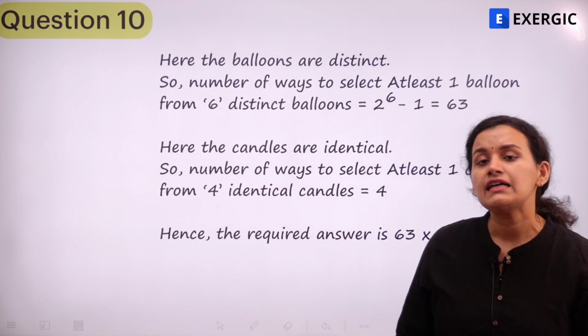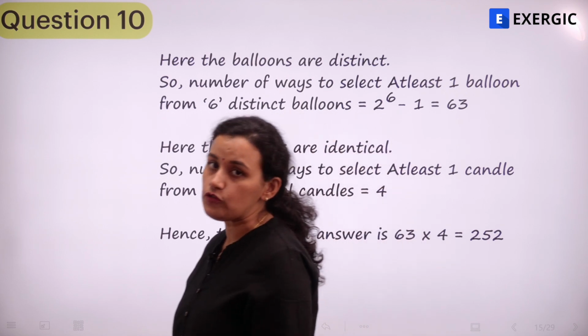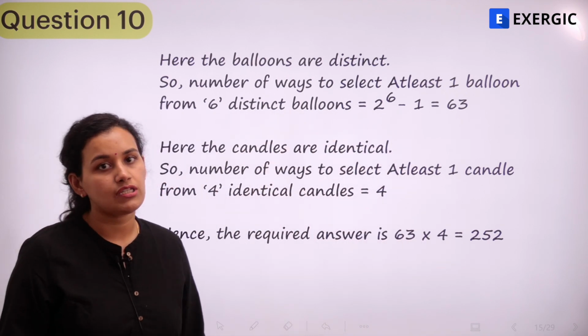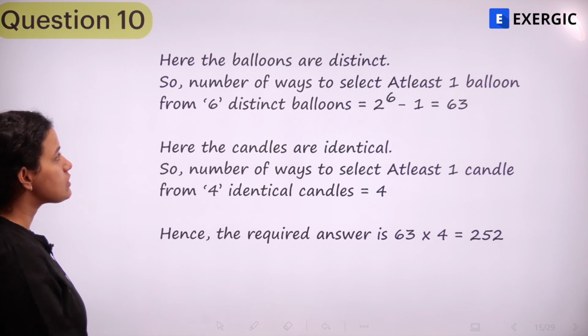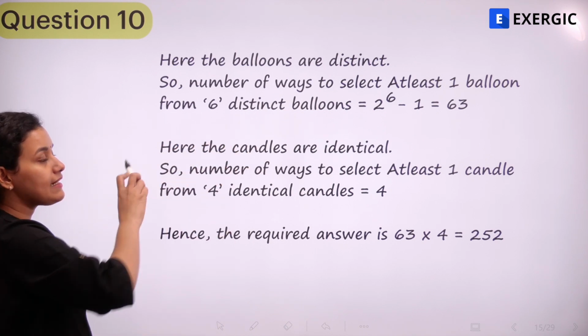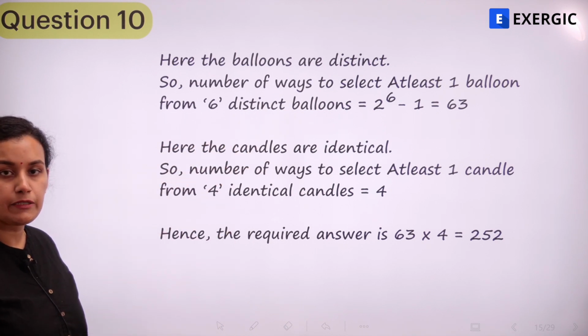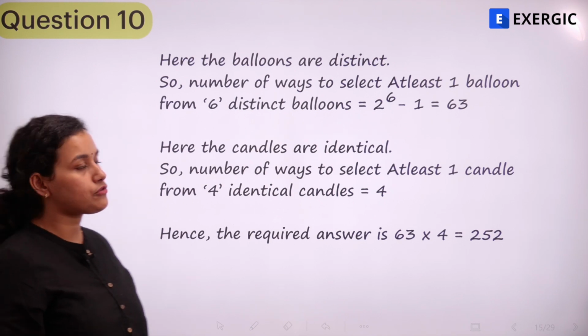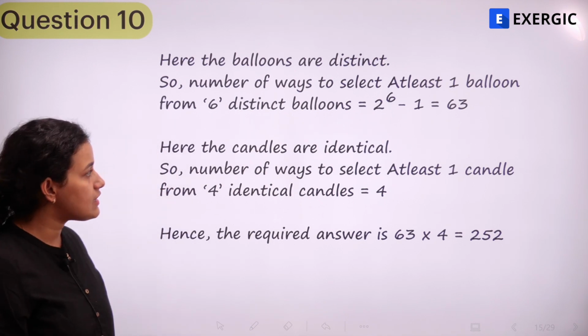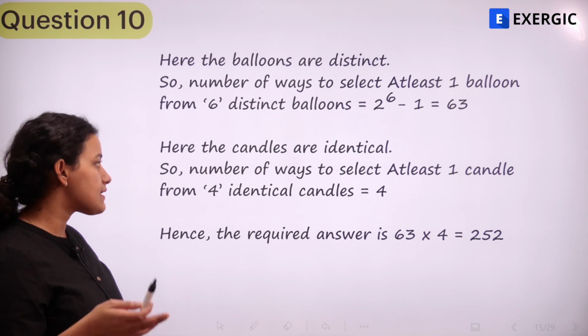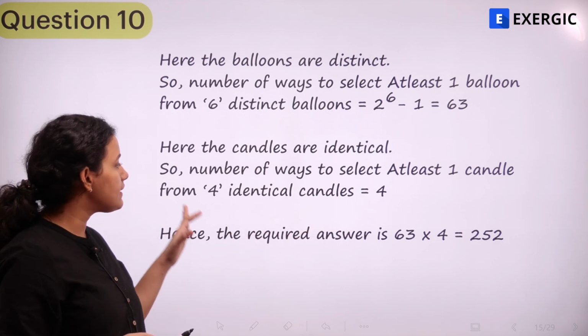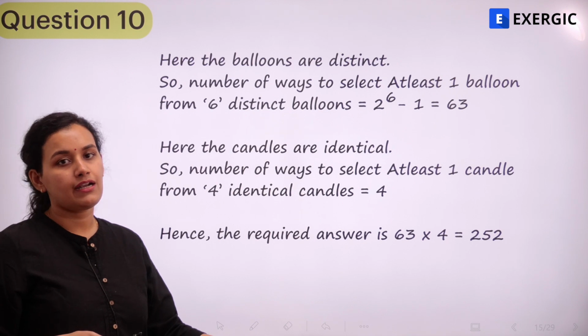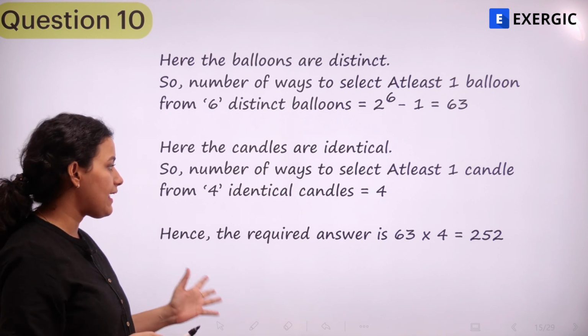So we have got 6 distinct balloons whereas 4 identical candles, and I want to select at least one. The balloons are distinct, so the number of ways to select at least one balloon from 6 distinct balloons is 2 raised to the power 6 minus 1, which is nothing but 63. And the candles are identical, so the number of ways to select at least one candle from the 4 identical candles is simply going to be n, that is 4.